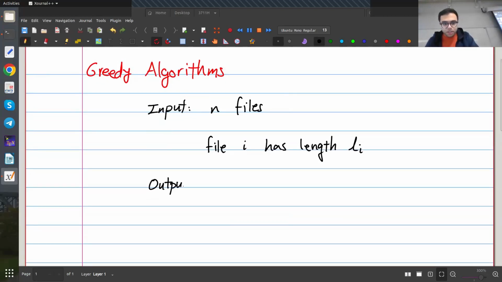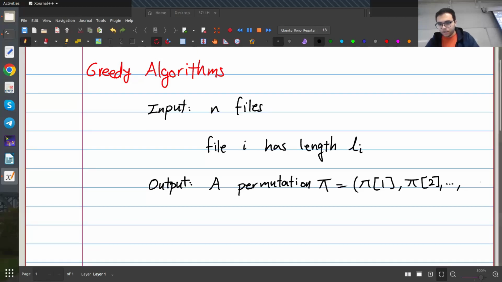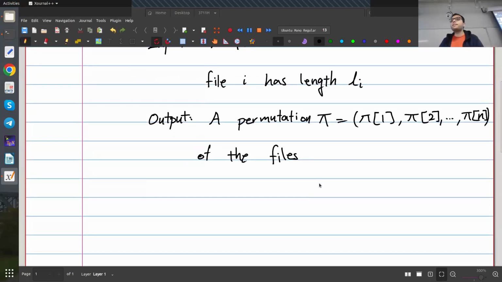So in the output, you're just going to print a permutation of all the files. So you print a permutation P. I say the first file is P1, the second file in the permutation is P2, so on to Pn of the files. Now, this is what you have to output. And of course, I want to optimize something. So I'm imagining that I would want to access each one of these files exactly once.